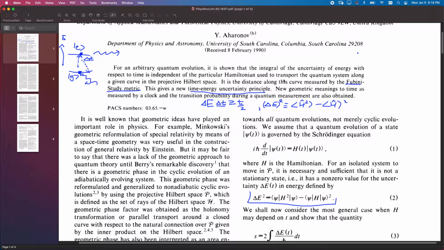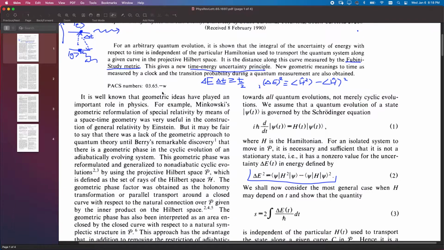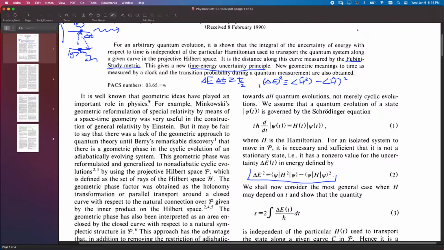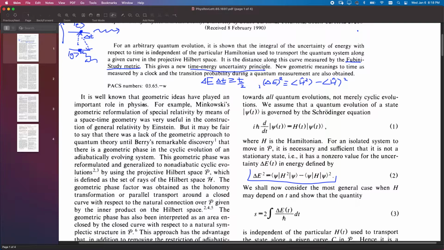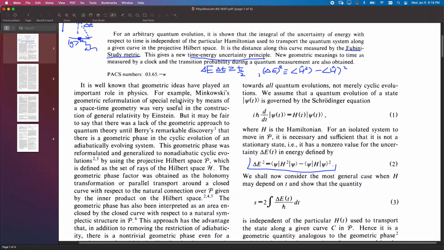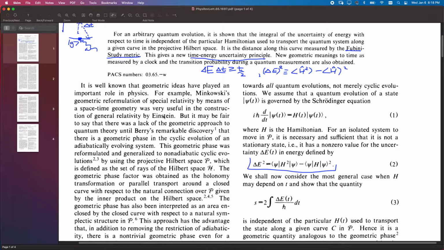Okay, moving on. So new geometric meanings to time as measured by a clock and the transition probability during a quantum measurement are also obtained. Okay, so we're going to get some sort of geometric meaning to time. Now we're going into the introduction. Good thing this paper is only 4 pages.